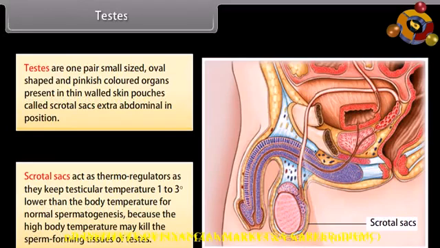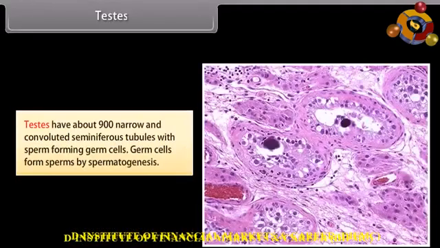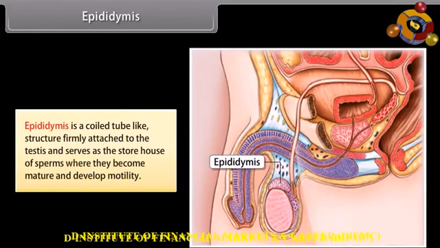Testes have about 900 narrow and convoluted seminiferous tubules with sperm-forming germ cells. Germ cells form sperms by spermatogenesis. Epididymis. Epididymis is a coiled tube-like structure firmly attached to the testes and serves as the storehouse of sperms where they become mature and develop motility.